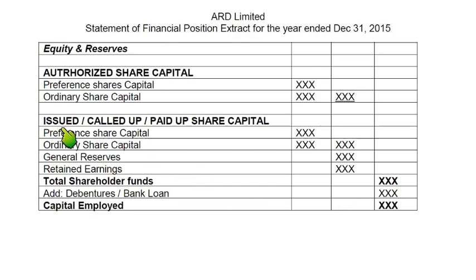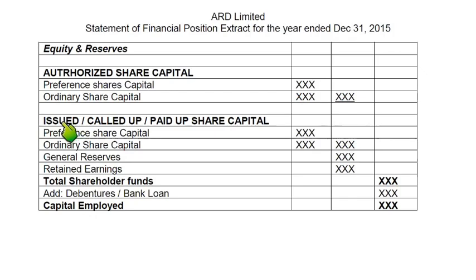Then we have issued, called up, or paid up share capital. Now there are slight differences between these terms. Issued share capital means the amount of shares actually issued by the business. Means if there is a limit of 100 million shares, we do not need to issue this much right now. Out of 100 million shares, the company has issued 60 million. This is known as issued share capital.